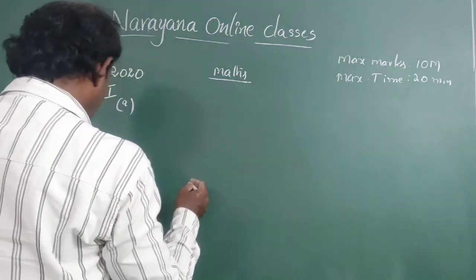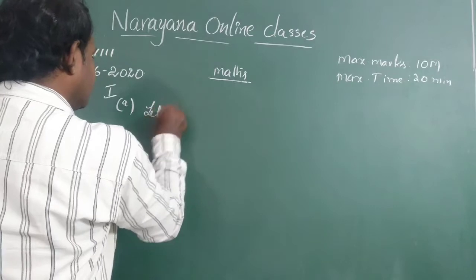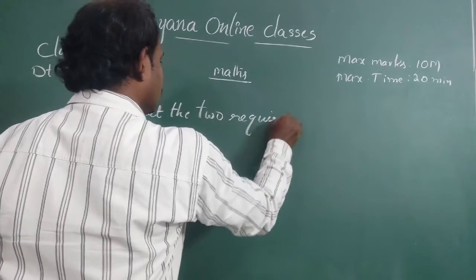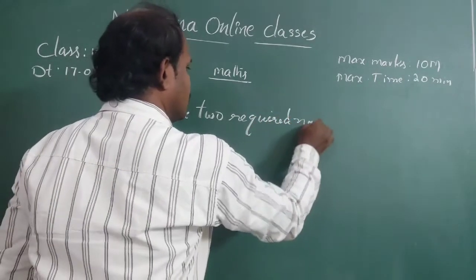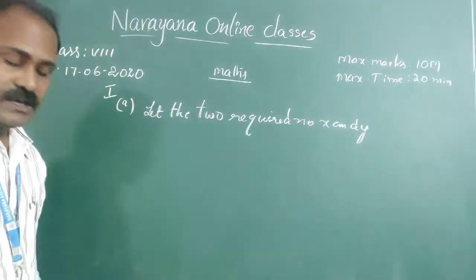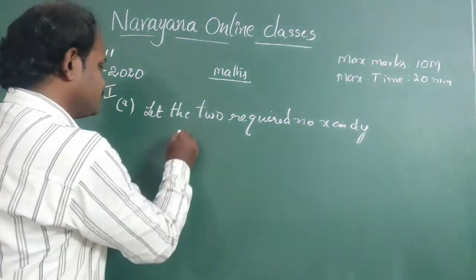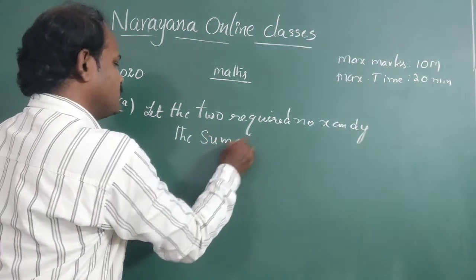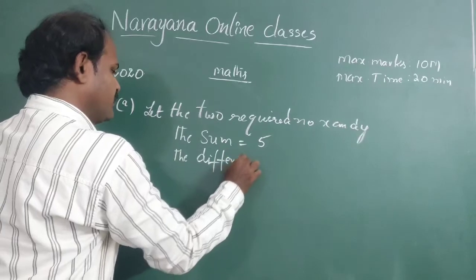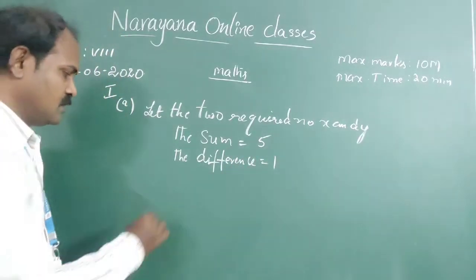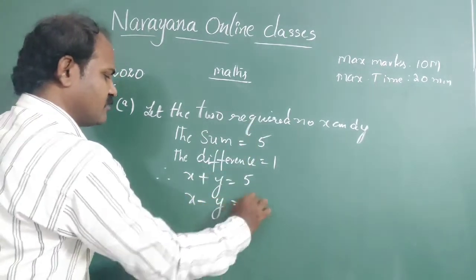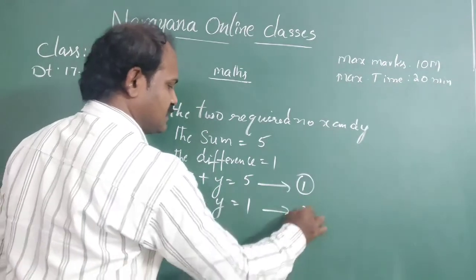Let the two required numbers be x and y. The sum is equal to 5. The difference is equal to 1. Therefore, x plus y is equal to 5 and x minus y is equal to 1. This is the first equation and this is the second equation.